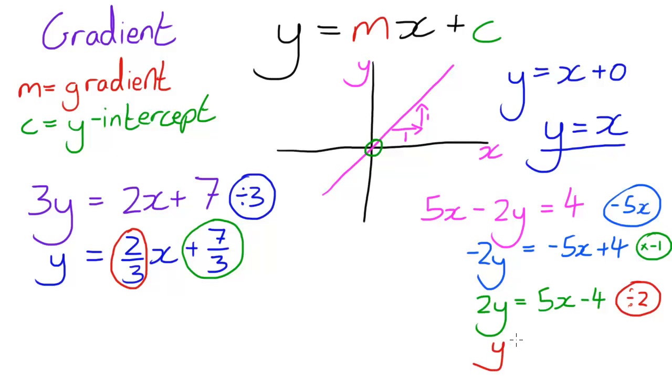So then I'm going to have a single y is equal to 5 over 2 amounts of x minus 4 over 2, which is 2. And then what we have is 5 over 2, or 2.5 if you prefer decimals. 5 over 2 is our gradient, and then we have minus 2 as our y-intercept.